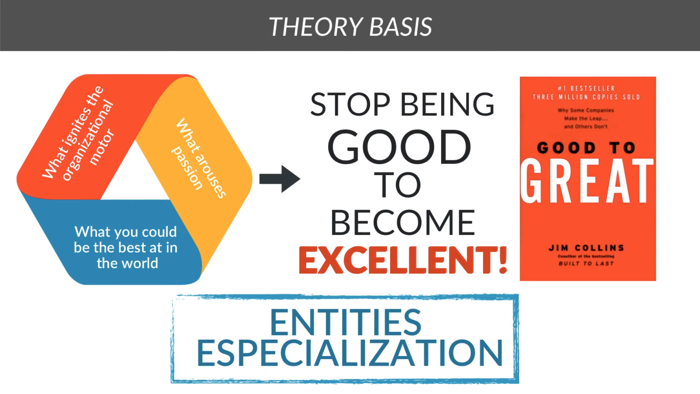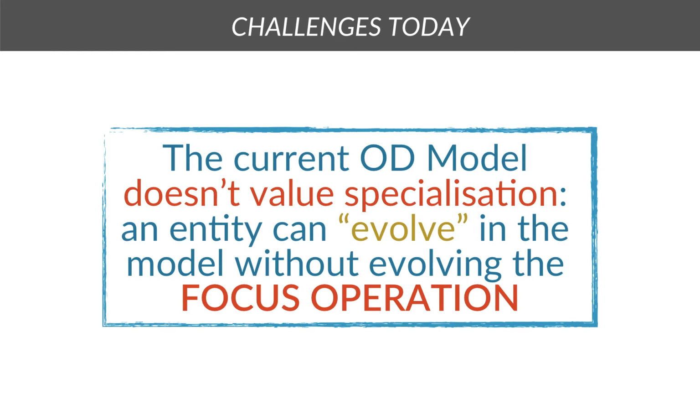When we looked at the theory basis, it was basically to guarantee the entity's specialization, right? But then if we look at the old OD model, it doesn't value specialization. An entity could evolve in the model without evolving the focus operation. So, for example, to be in cluster 2, an entity should have 2 operations in tier 1, but it didn't need to be the focus operation.